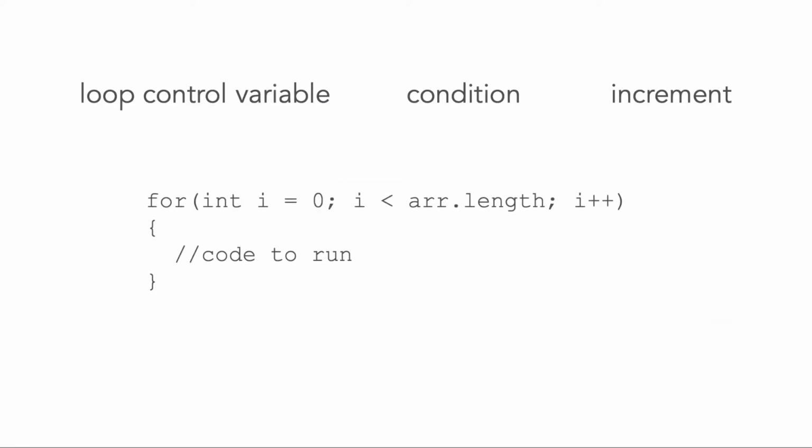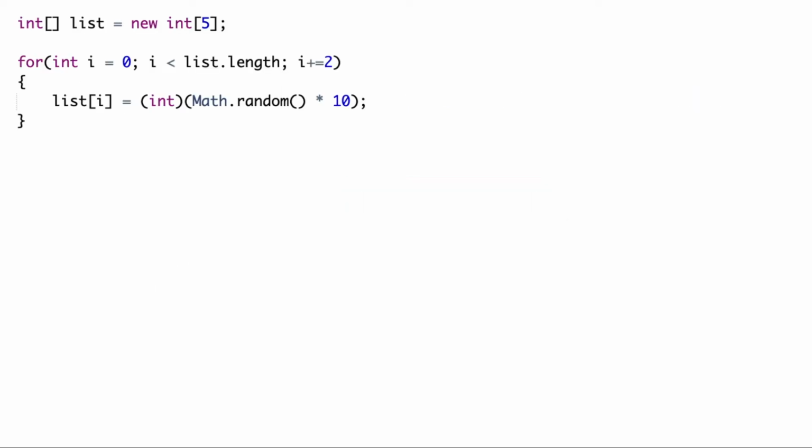A for loop can also be used to access some elements in an array. For this reason, be sure to pay attention to the loop control variable initialization, the condition, and the increment. Consider this code. What has changed? How does this affect the execution?